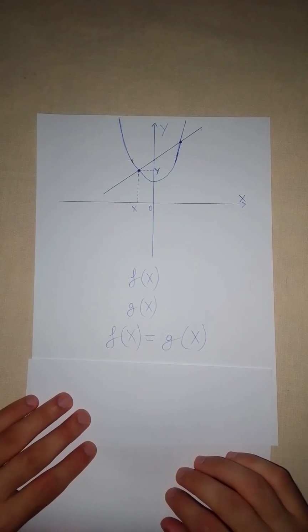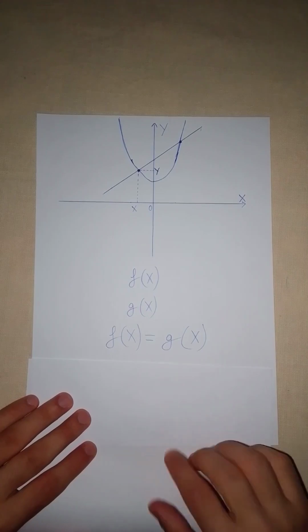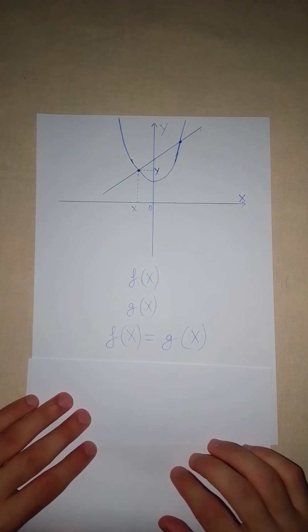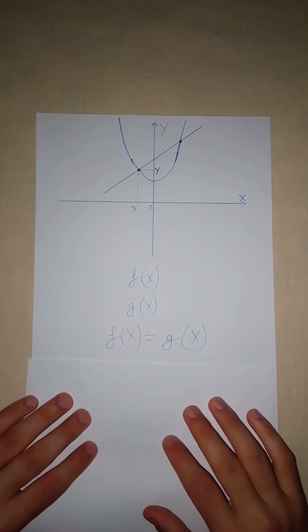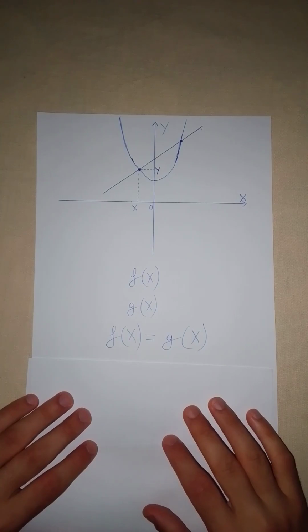It tells us that solving the equation f of x equals g of x is exactly the same as finding the intersection points of their graphs. Here, geometry and algebra are telling the same story in two different ways. Algebra lets us solve the equation using symbols. Geometry lets us see the solutions with our eyes.